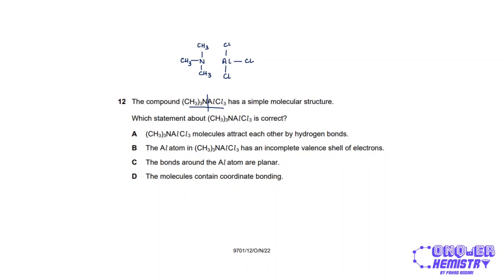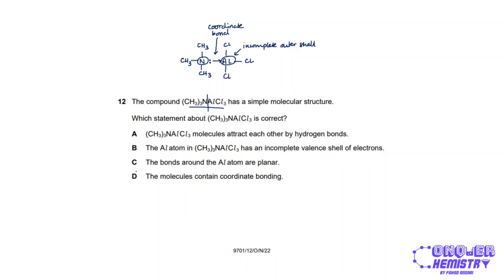Now we have to bring these two together somehow. All right. Now the thing is that the aluminium has an incomplete outer shell at this stage before the bonding occurs. But the nitrogen over here has a lone pair that it can use to form a dative covalent bond, right? Or also known as a coordinate bond between the nitrogen and the aluminium. And so the molecule is complete.